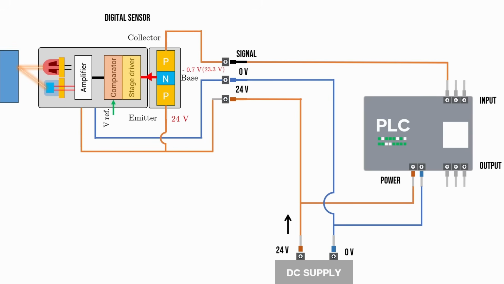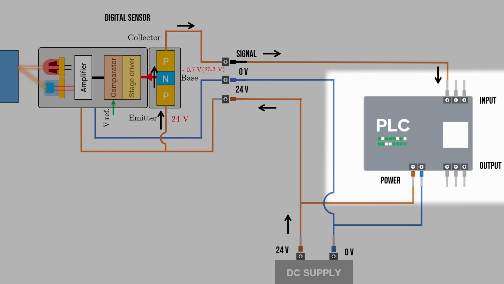So the 24 volt from the power supply flows through the emitter, through the transistor, coming out from the output wire, which is the black wire connected to the PLC input. But nothing happens. Why? Because current only flows when the circuit is completed.